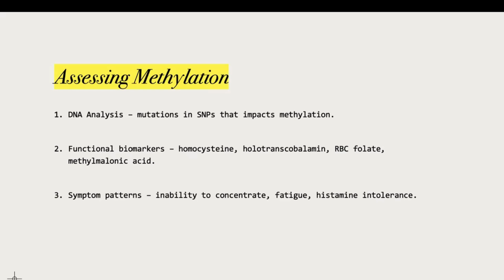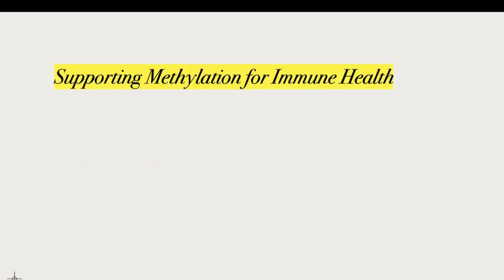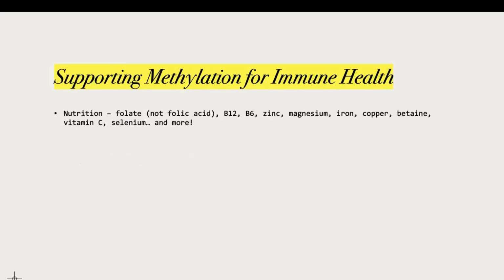So how do you actually get that improvement? What we really want to do is support methylation. And the most obvious thing is obviously through nutrition. So eating plenty of food with B vitamins, and then also, this is really, really important for everyone to note, avoiding folic acid at all costs.